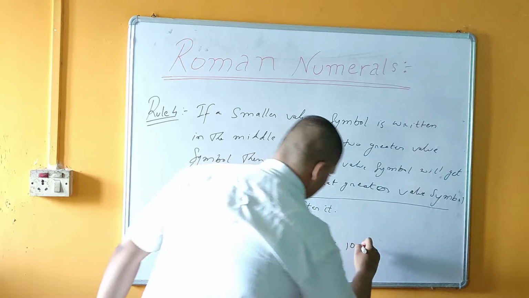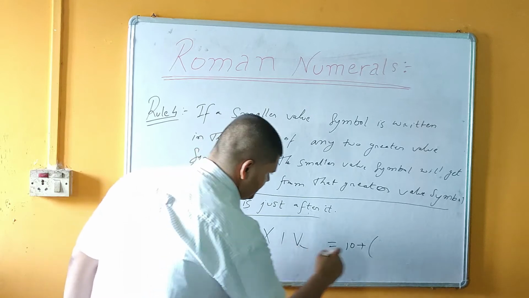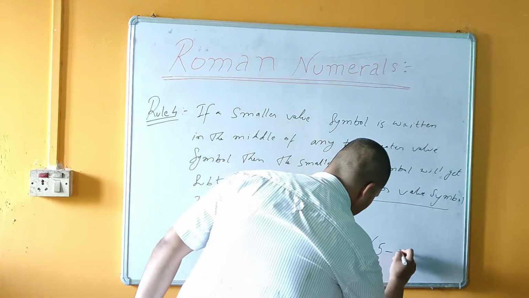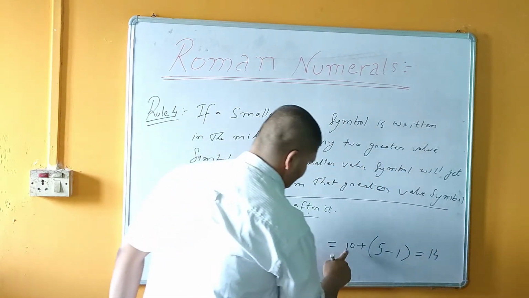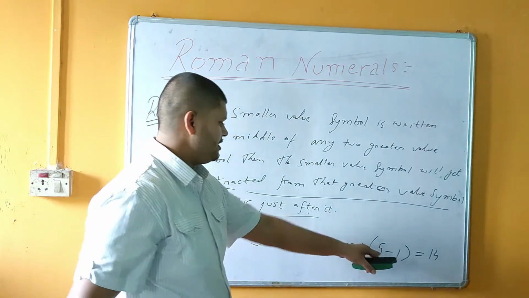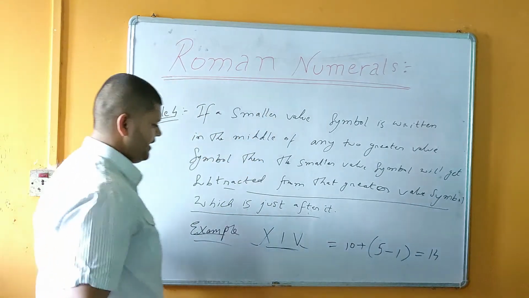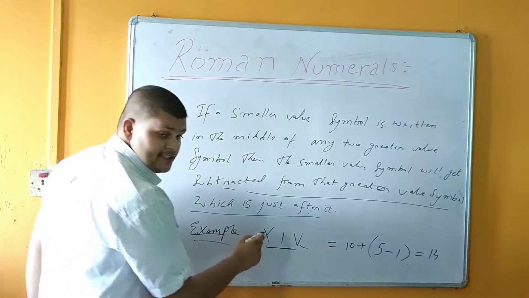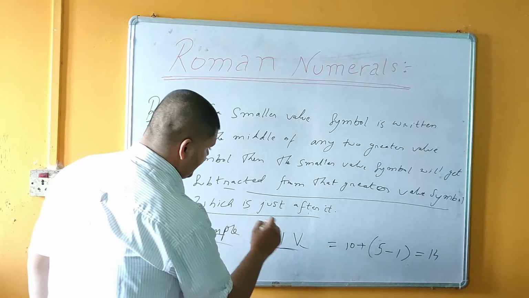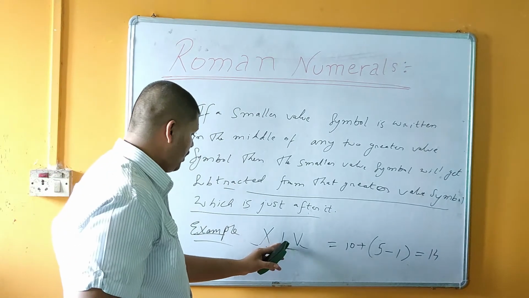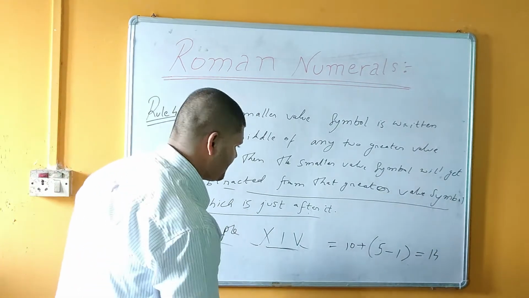So it will become X means 10 plus, you have to take a bracket, V means 5, then you have to subtract this 1. This I means 1. 10 plus 5 minus 1. 5 minus 1 is 4, 4 plus 10 is 14. So this symbol represents 14. By this statement, it is clear that if a smaller value symbol is written between two greater value symbols, then this smaller value symbol will always get subtracted from the symbol which is just after it.